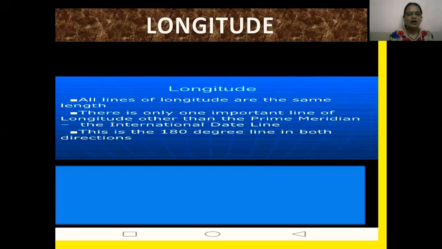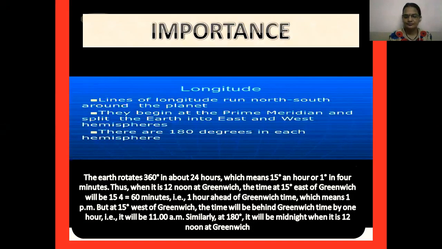Now all lines of longitude are the same length. There is no difference in length, equal length there. And there is only one important line of longitude other than the prime meridian, the International Date Line. This is the 180-degree line in both the directions.